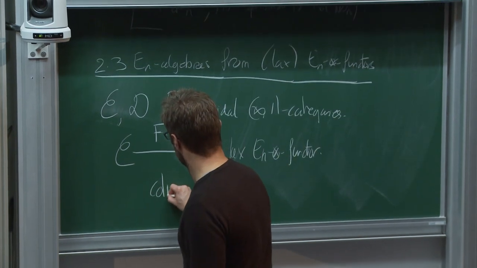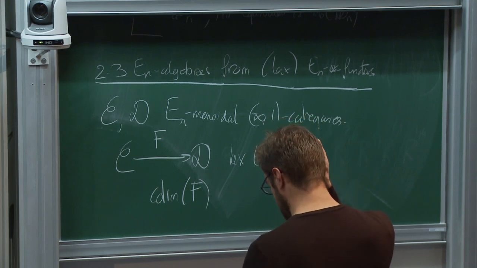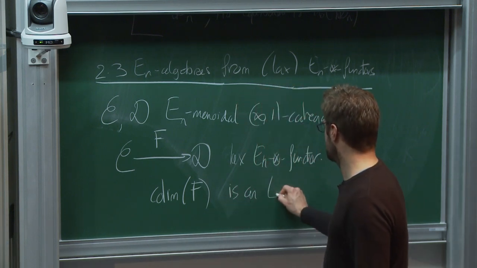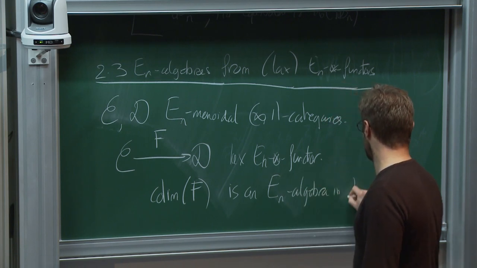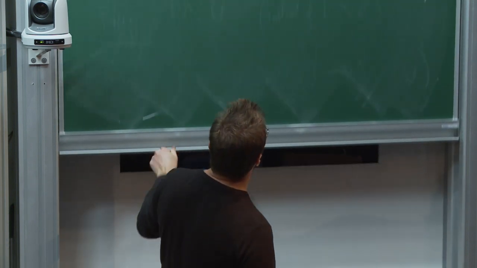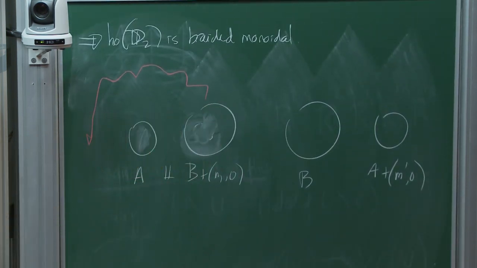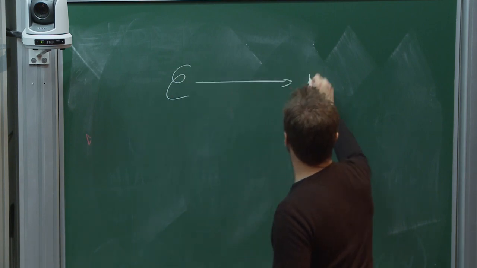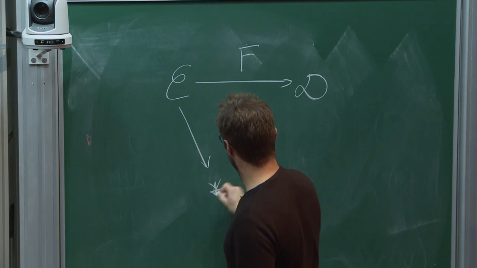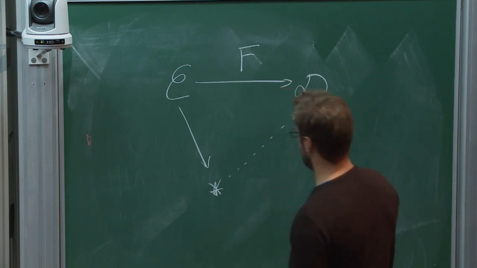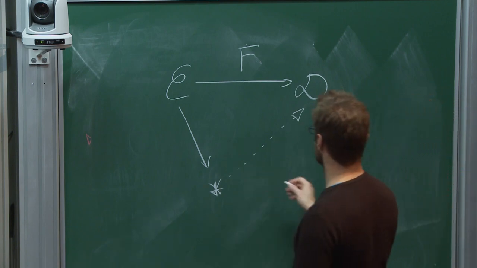Then the colimit of this functor is an EN algebra in D. One way, which is quite pedantic but will actually be useful, to reformulate this is as follows. We have this functor F from C to D. We have the terminal functor to the point category, and actually the colimit of F is just a left Kan extension along this.